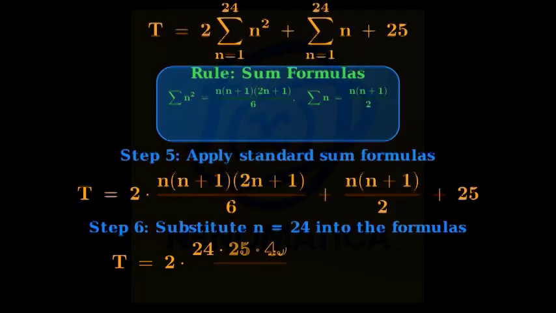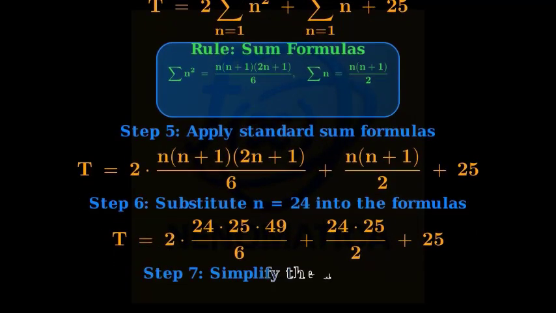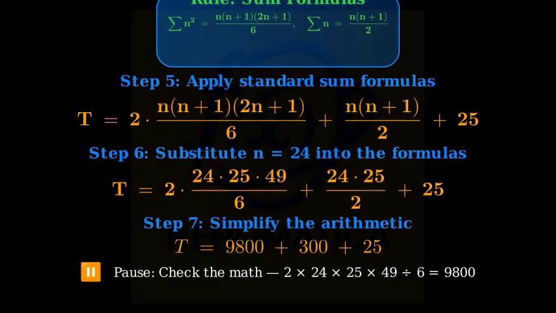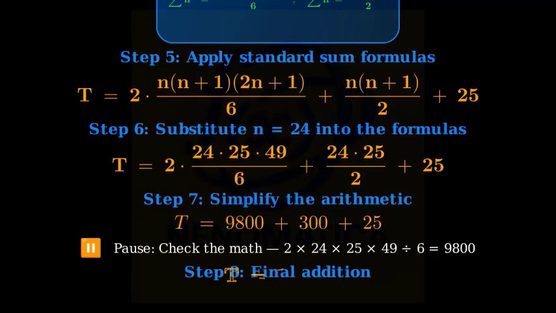Step 7. Simplify the arithmetic. 2 times 24 times 25 times 49 over 6 is 9,800, and 24 times 25 over 2 is 300. Let us also pause briefly for a quick check. Step 8. Final addition. The result for T is 10,125. Let us wrap up with a quick summary and a practice suggestion.